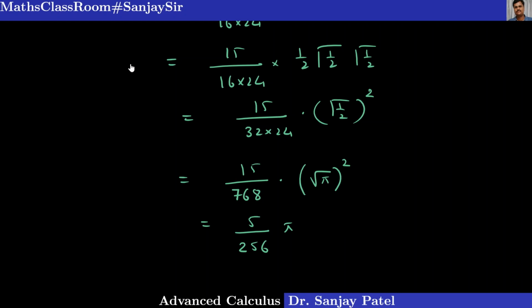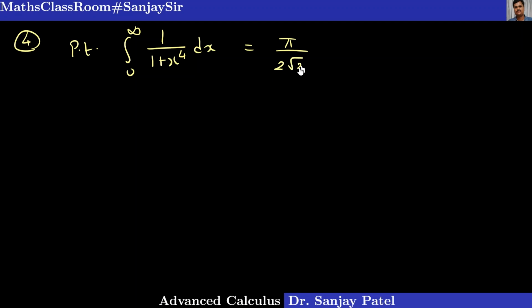Okay, let us solve the next problem. Problem number 4. Prove that integral 0 to infinity 1 upon 1 plus x raised to 4 dx is equal to pi upon 2 root 2. Let us solve this.